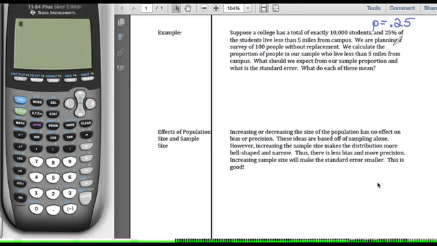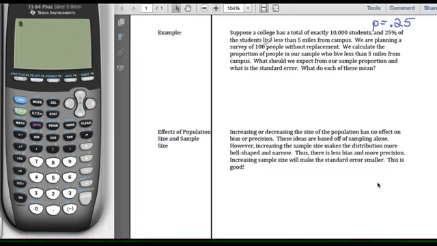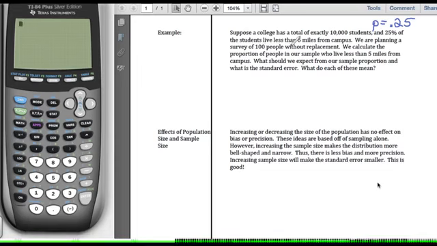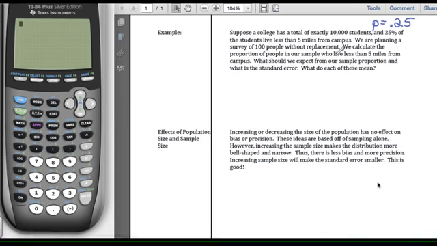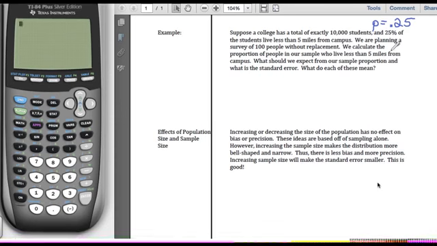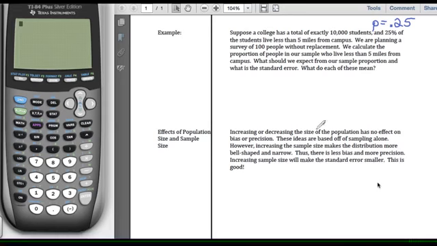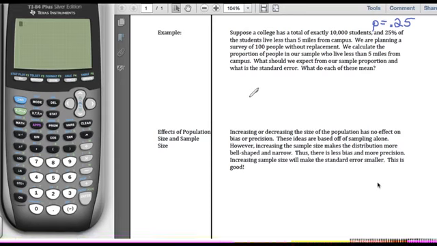Now, we couldn't possibly talk to all 10,000 students in a reasonable amount of time, so we're planning a survey of 100 people without replacement. We want to calculate the proportion of people in our sample who live less than 5 miles from campus. We want to know two things. What should we expect from our sample proportion? And what is the standard error? Then what do each of these mean?